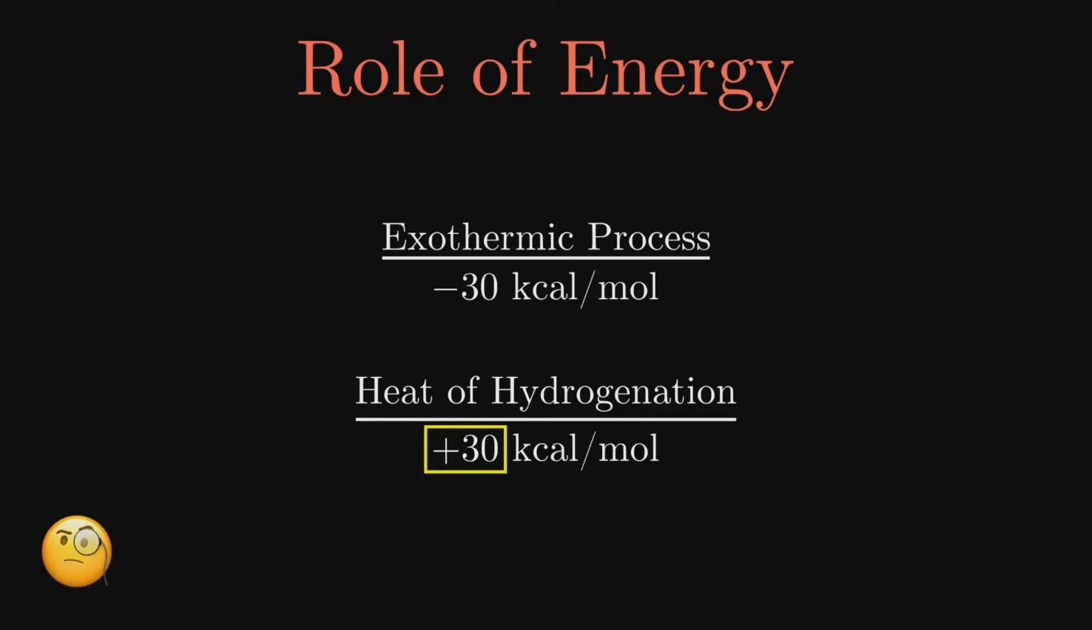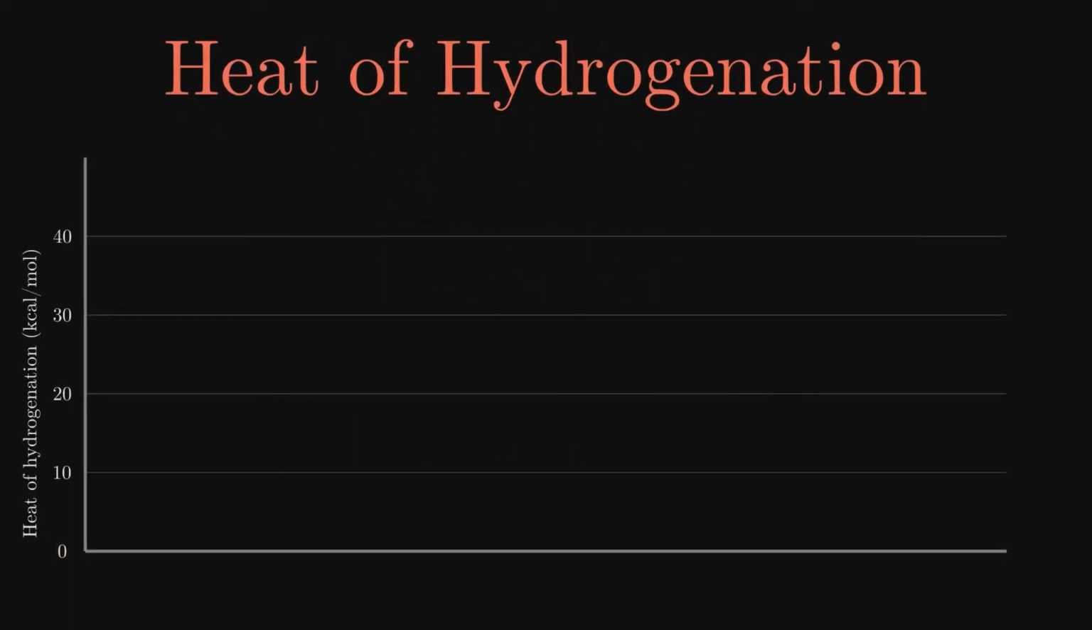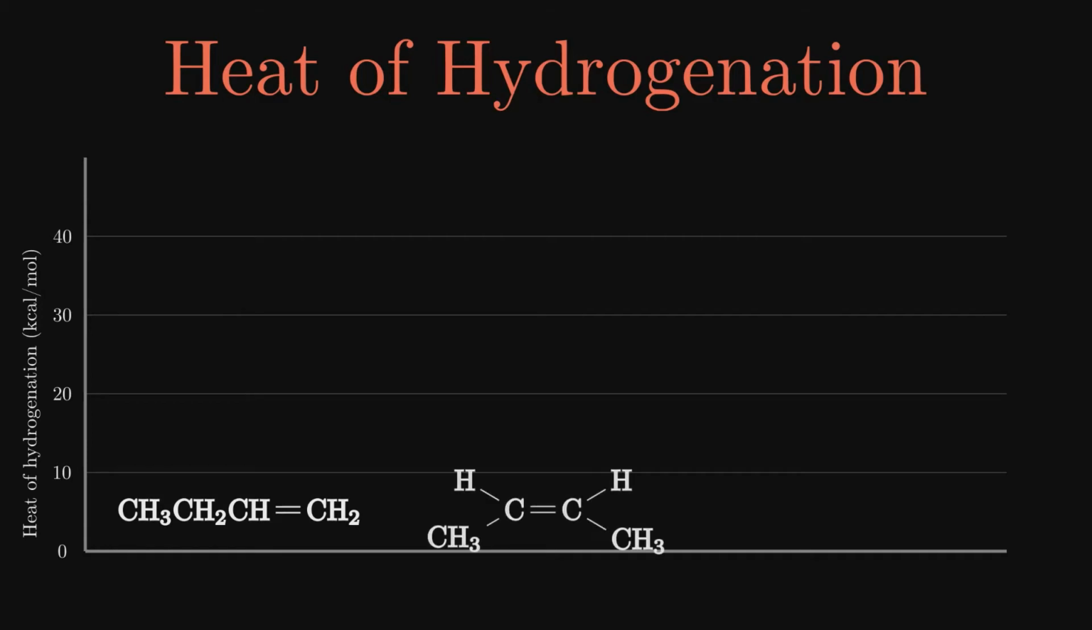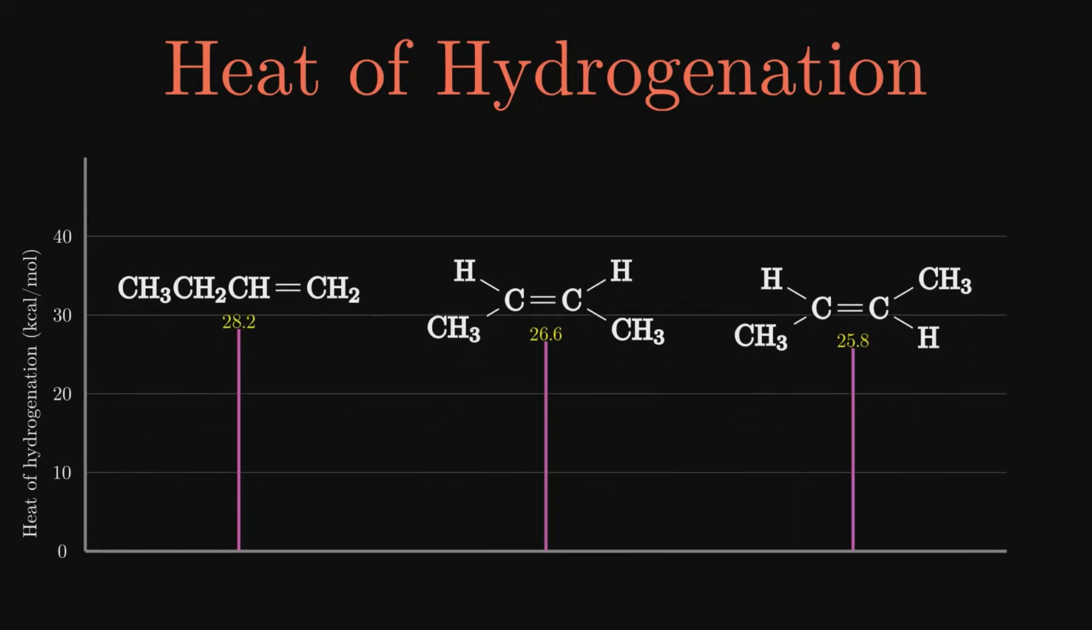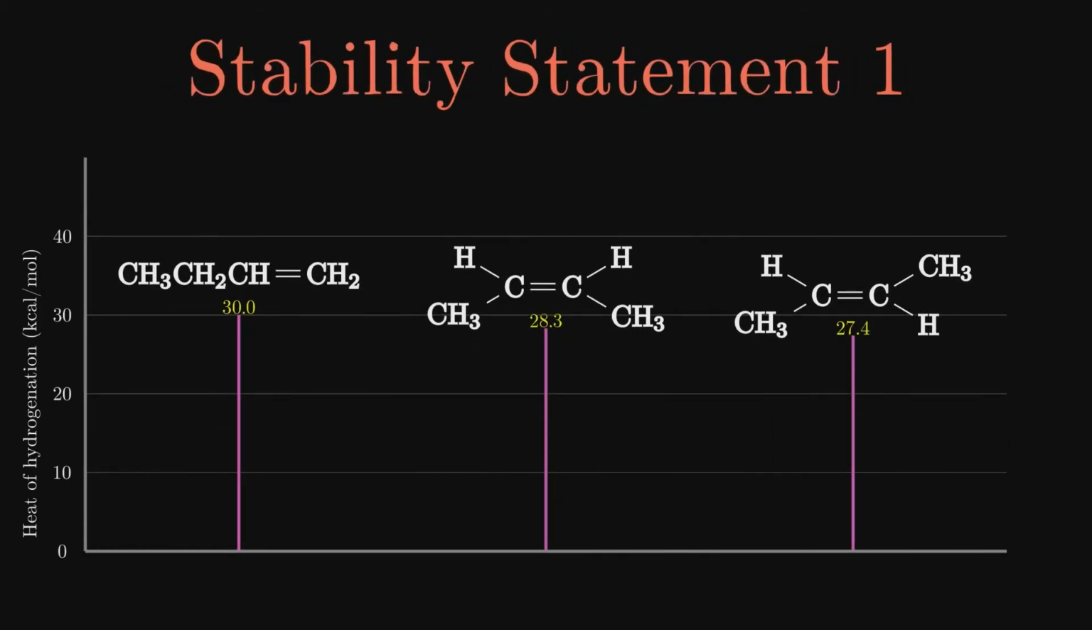The reason being that the more stable alkenes will have lower heats of hydrogenation. This is especially useful when determining which isomers are more stable. Take these three isomers of butene. As we go from left to right, the isomer increases in stability as the heat of hydrogenation decreases.